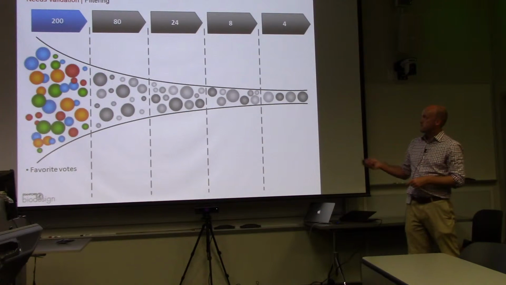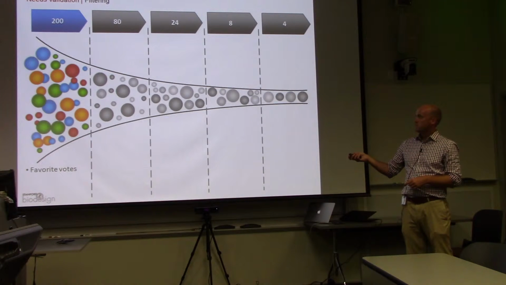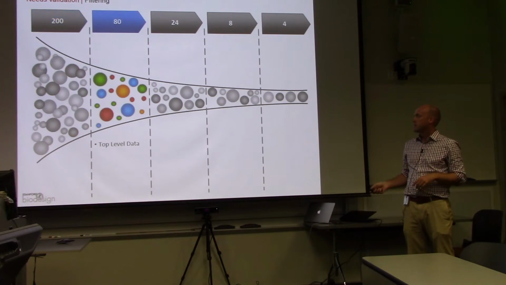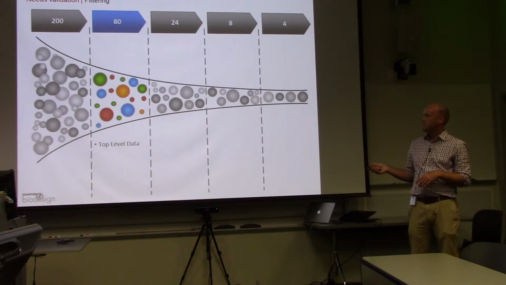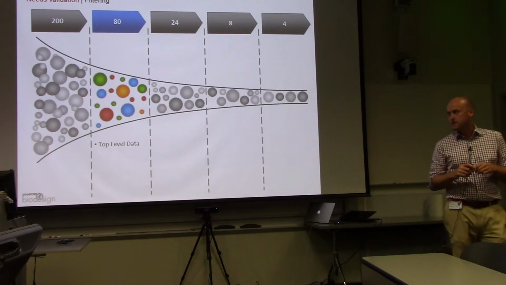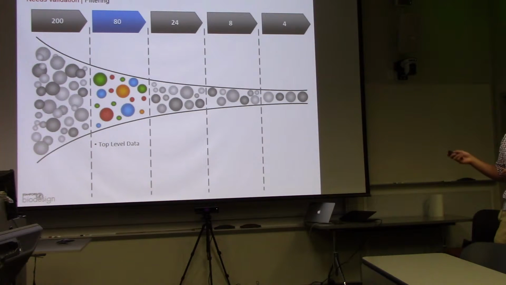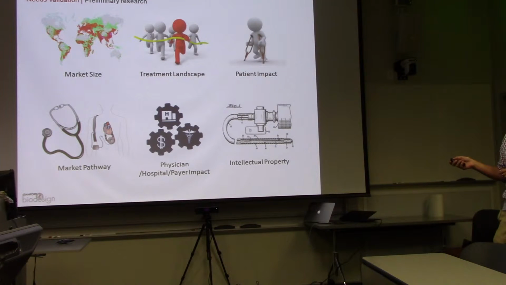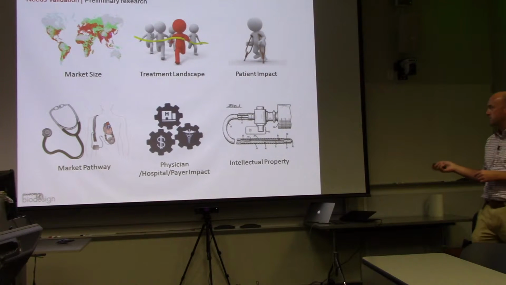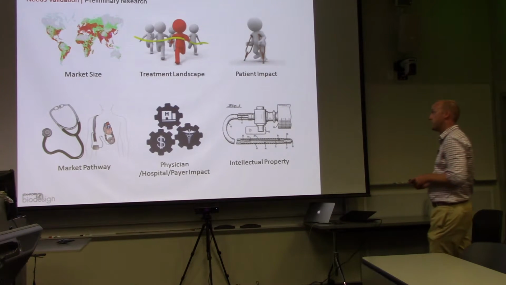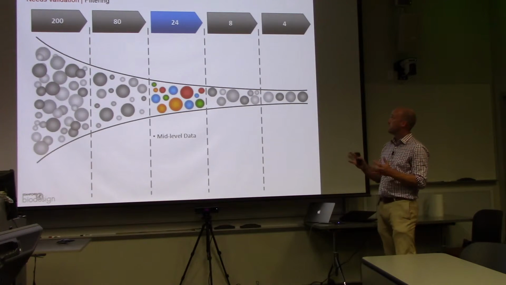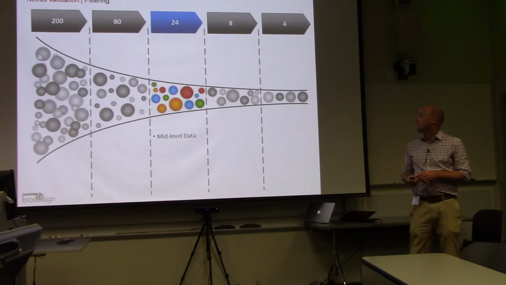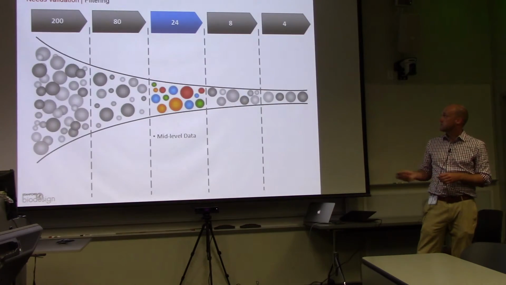During that process, they go from about 200 needs, where they go through a basic screening process. They use some high-level data to get down to the next level of needs. They then go really into diligence and looking at market, treatment, patient impact, how you're going to get there, who's going to pay for it, and the intellectual property landscape to get down to maybe 20 projects.